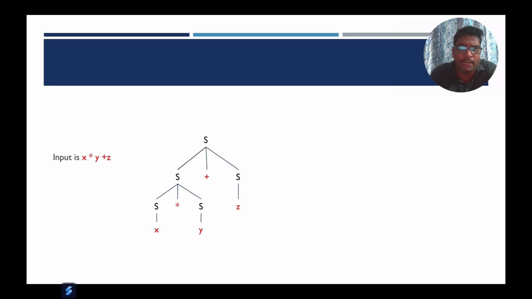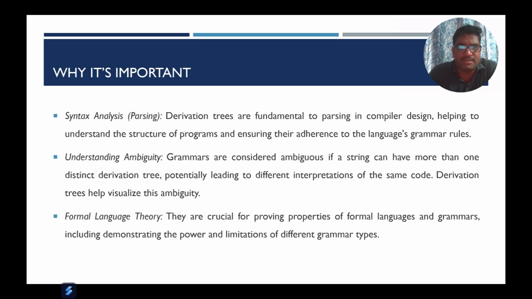All are the terminals. Clear? This is the child node. All are the leaf nodes, or we can say a leaf node or a child node. All are the terminals, that is a symbol. Clear? Next, what is its importance?